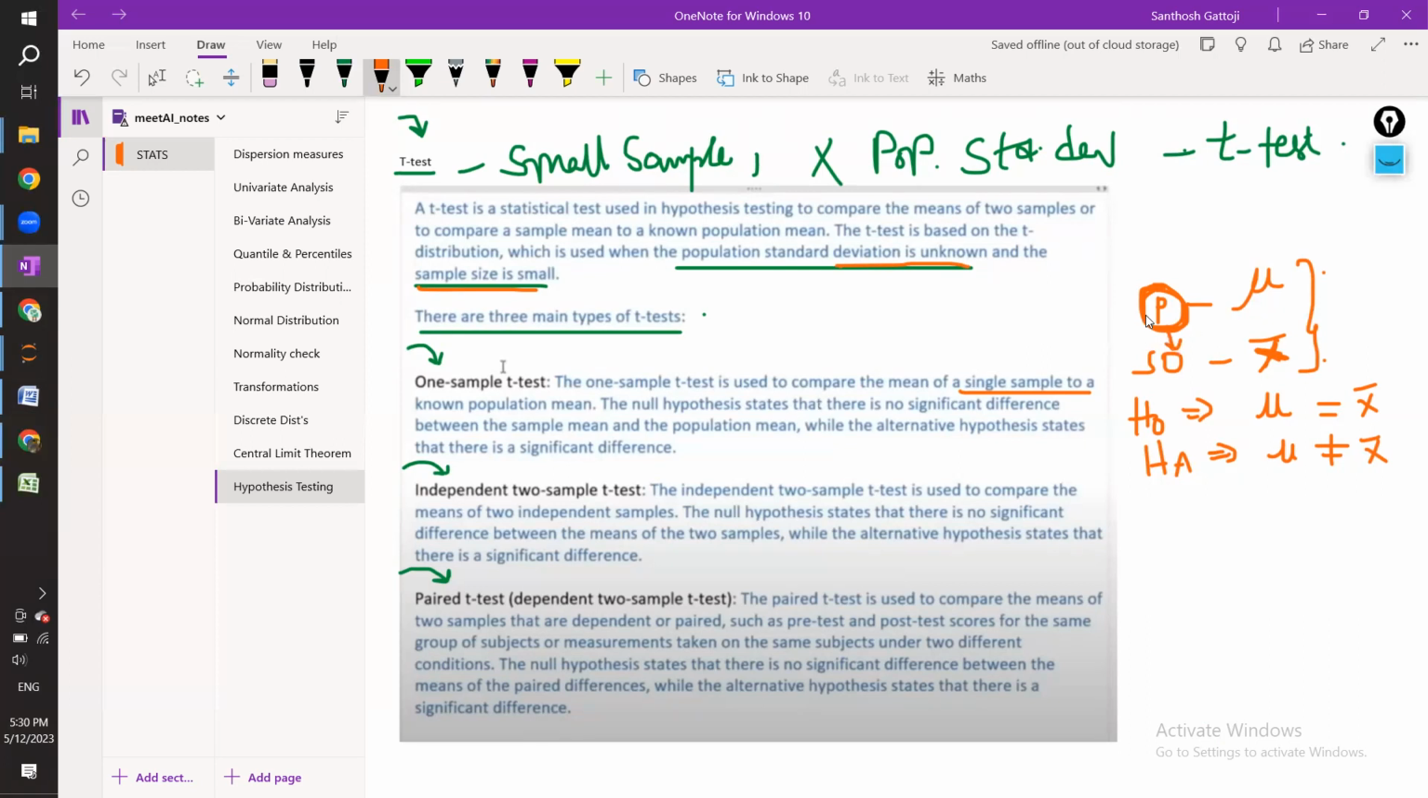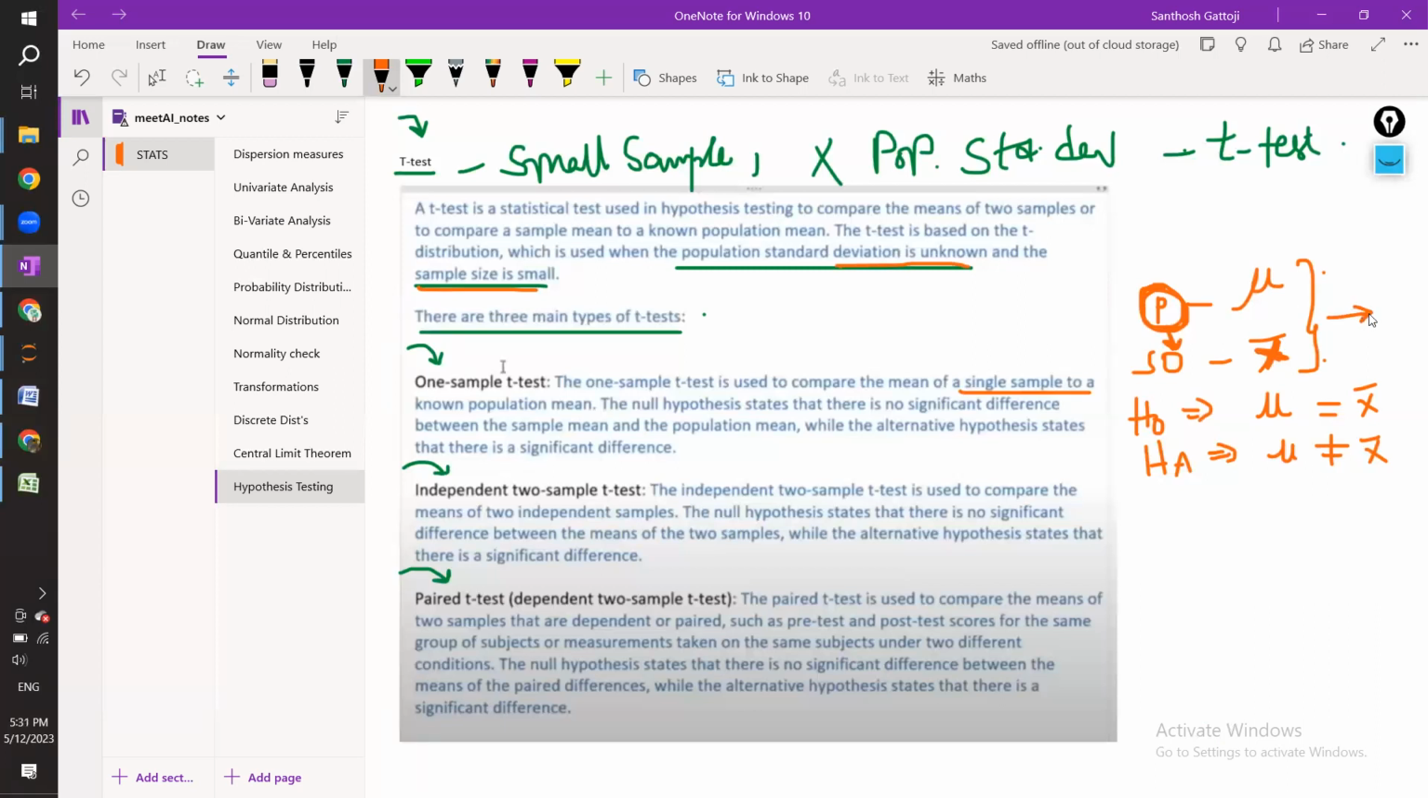Only one sample you are taking. If you take two samples like this, let's say from the population you take one sample, that's called S1, and you take one more sample, that's called S2, and you check the means of those two, then that is a two sample t-test. We'll check that later, but as of now, only one sample. You take only one sample and check if that sample mean is equal to the population mean or not. Is it clear? Yes, sir. Clear.